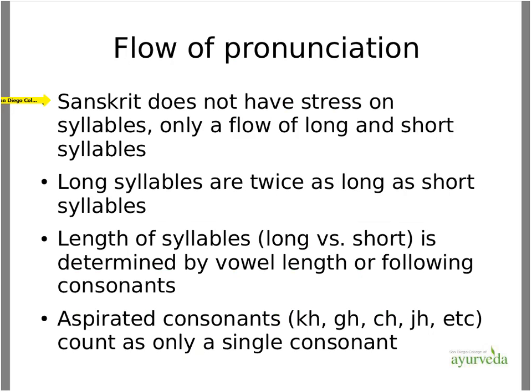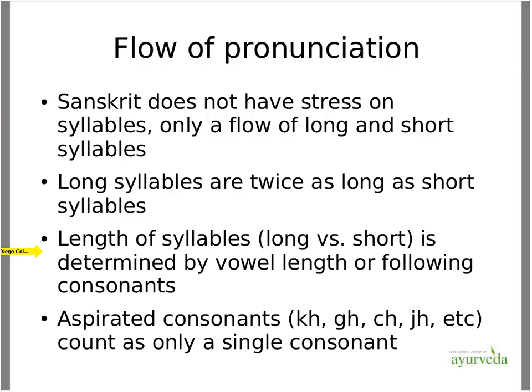So for example, we have a verse like Sharirendriya Sattvatma Samyogo Dhari Jivatam. It flows. There is no stress. Even though it sounds sometimes a little stressed, because why? We have long syllables and short syllables. The long syllables are twice as long as the short syllables. And this length is determined by the vowel length or the following consonant.